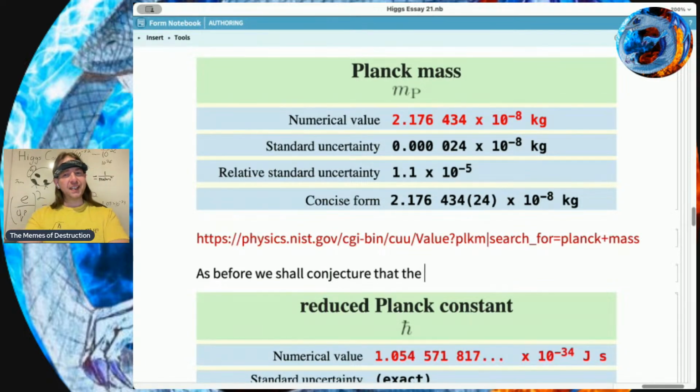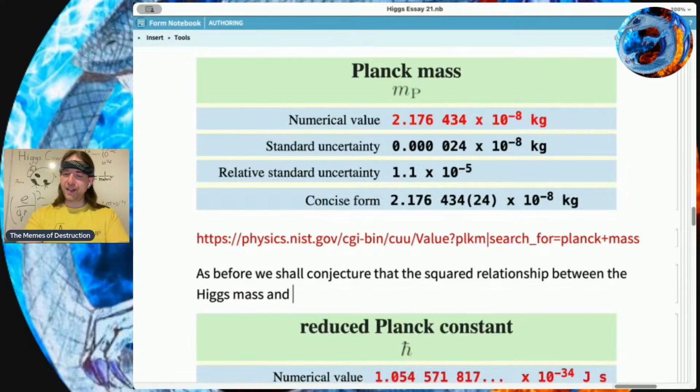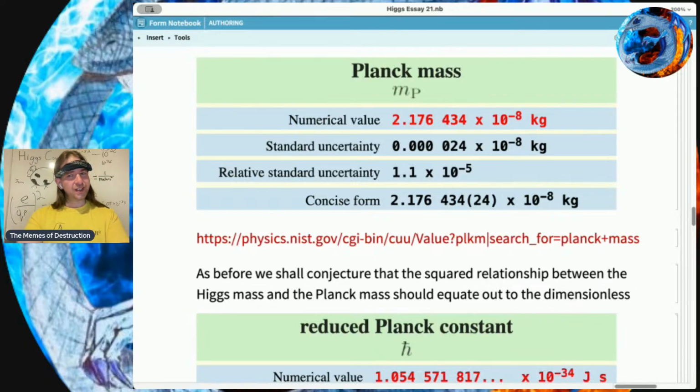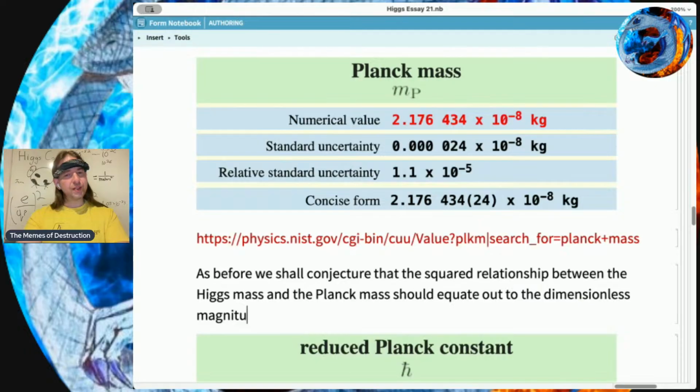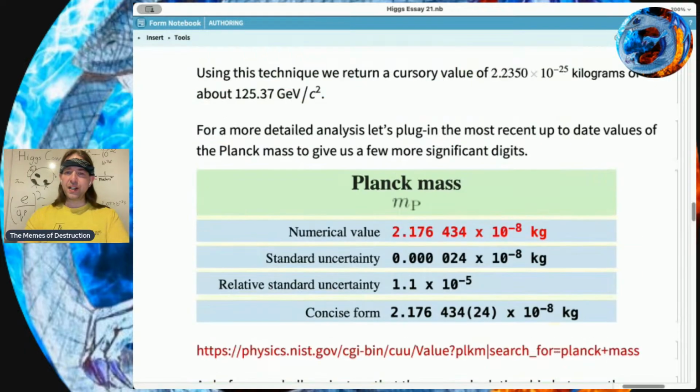Conjecture that the squared relationship between the Higgs mass and the Planck mass would equate to the dimensionless magnitude of star.